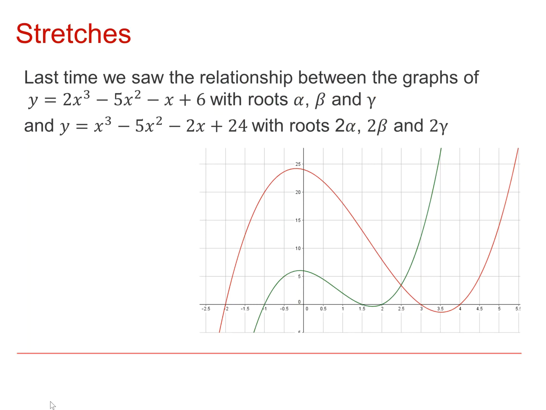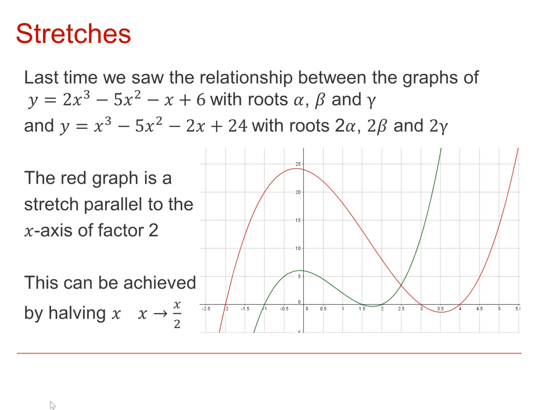In the last video, I left you to think about the relationship between the graphs of y equals 2x cubed minus 5x squared minus x plus 6 with roots alpha, beta and gamma, and y equals x cubed minus 5x squared minus 2x plus 24 with roots 2 alpha, 2 beta and 2 gamma. The red graph is a stretch parallel to the x-axis of factor 2. There's a stretch parallel to the y-axis as well, but that just depends on which value of a we chose.